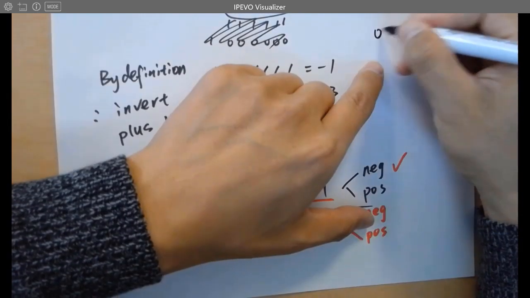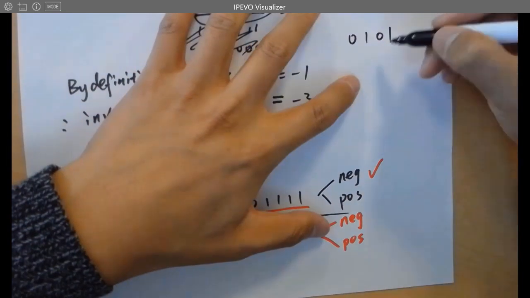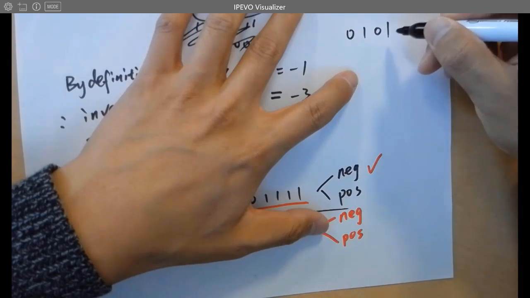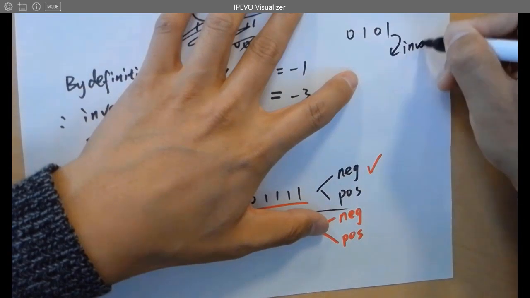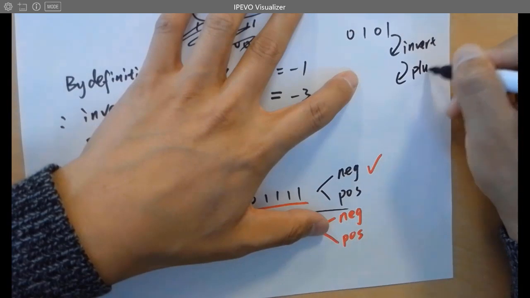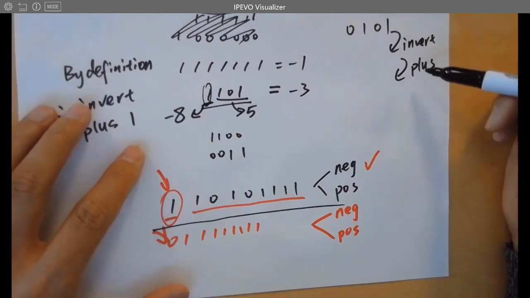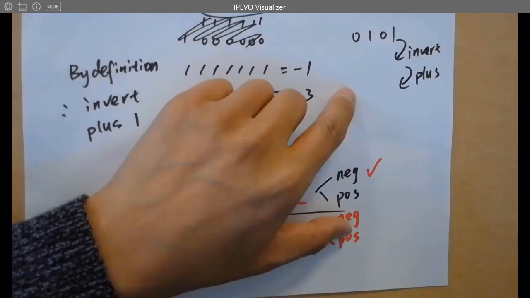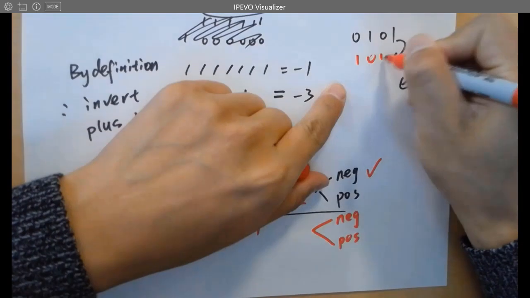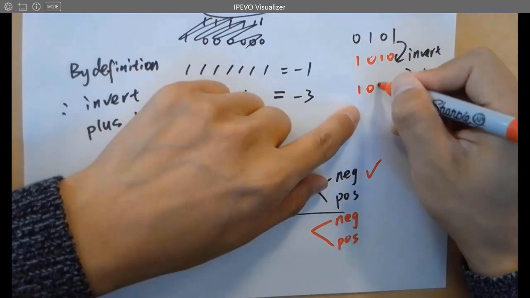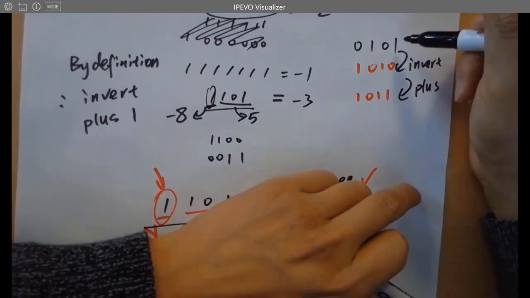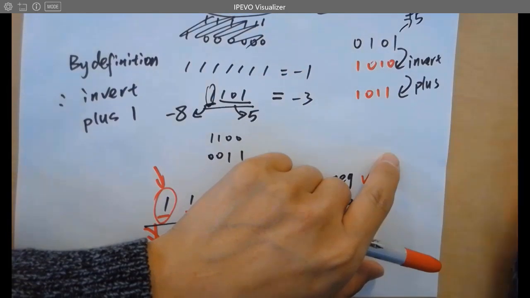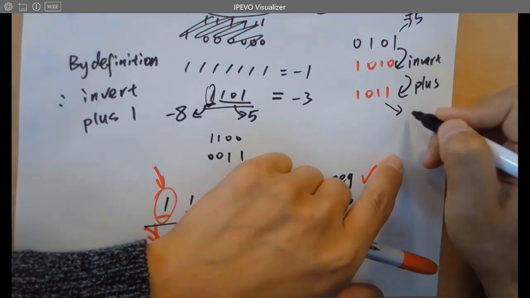So if you want to get the 2's complement of this number, a negative number of this one, you are doing invert and then plus 1. The purpose is to get the negative of this number. So what is that? 1, 0, 1, 0. That's invert. Plus 1. Okay, so what is this number? This one is 5, right? Plus 5. And this one should be negative 5.